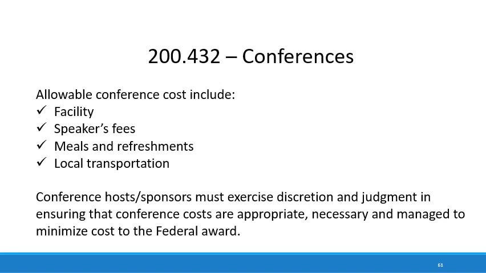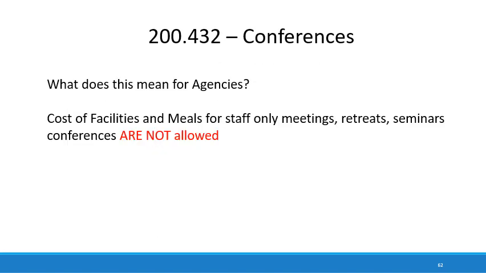Allowable conference costs include facility fees, speaker fees, meals and refreshments, and local transportation. A reminder that conference hosts and sponsors must exercise discretion and judgment in ensuring that conference costs are appropriate, necessary, and managed to minimize the cost of the federal award. So what does this mean for you? So the cost of facilities and meals for staff-only meetings, retreats, seminars, and conferences are not allowed.